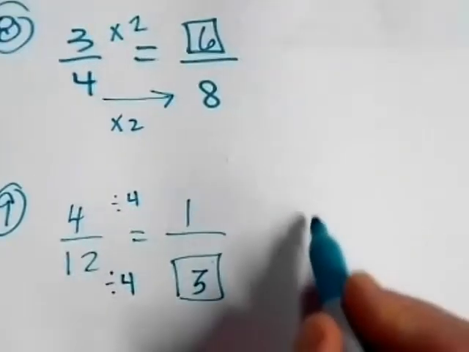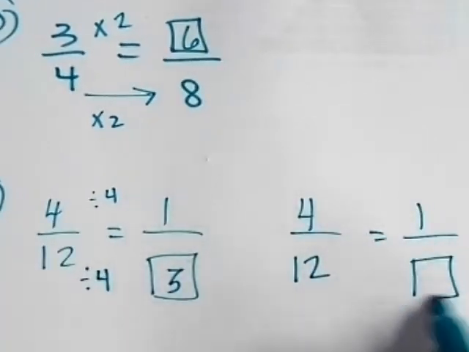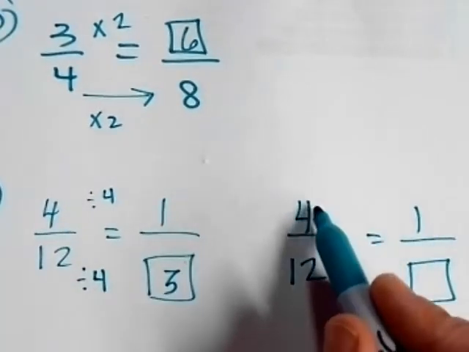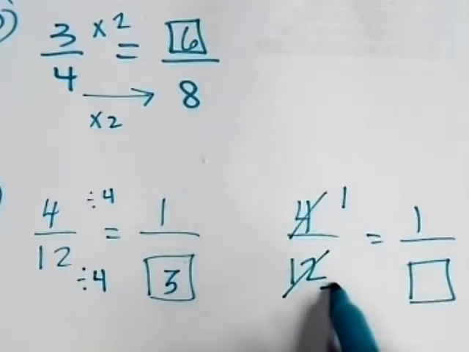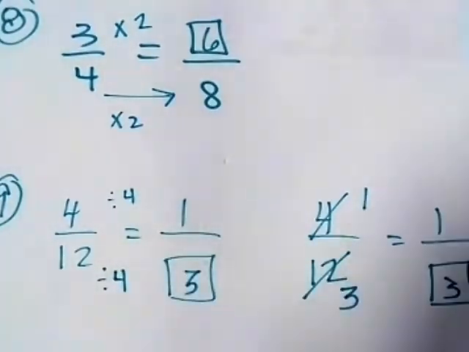Or you could have thought about it like this. 4 out of 12 equals 1 out of how many? And you could have said 4 goes into 4 one time, and 4 goes into 12 3 times, and it would have been 1/3. I don't know which method they're wanting him to use there in the 5th grade.